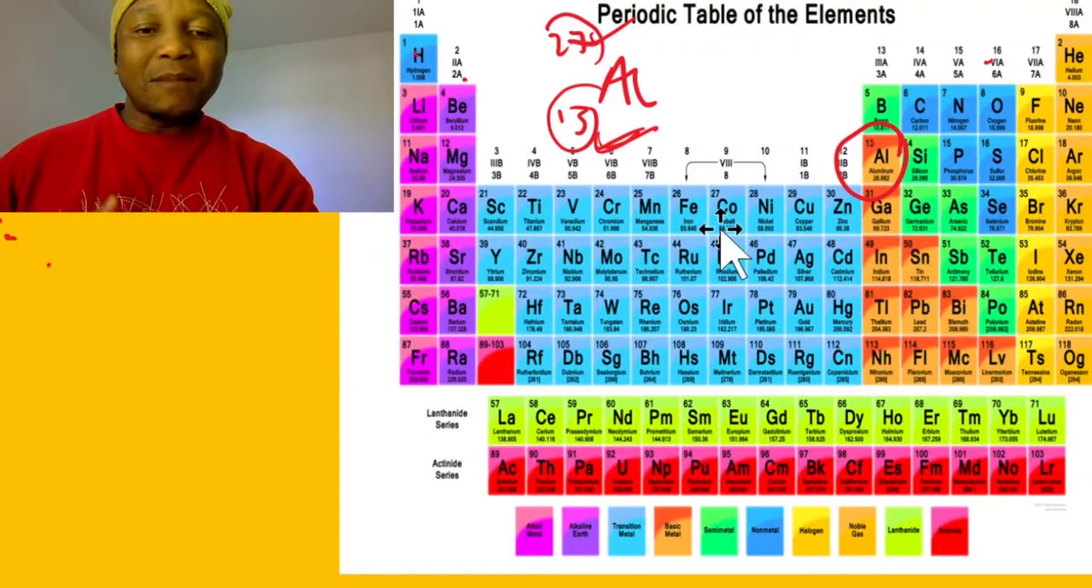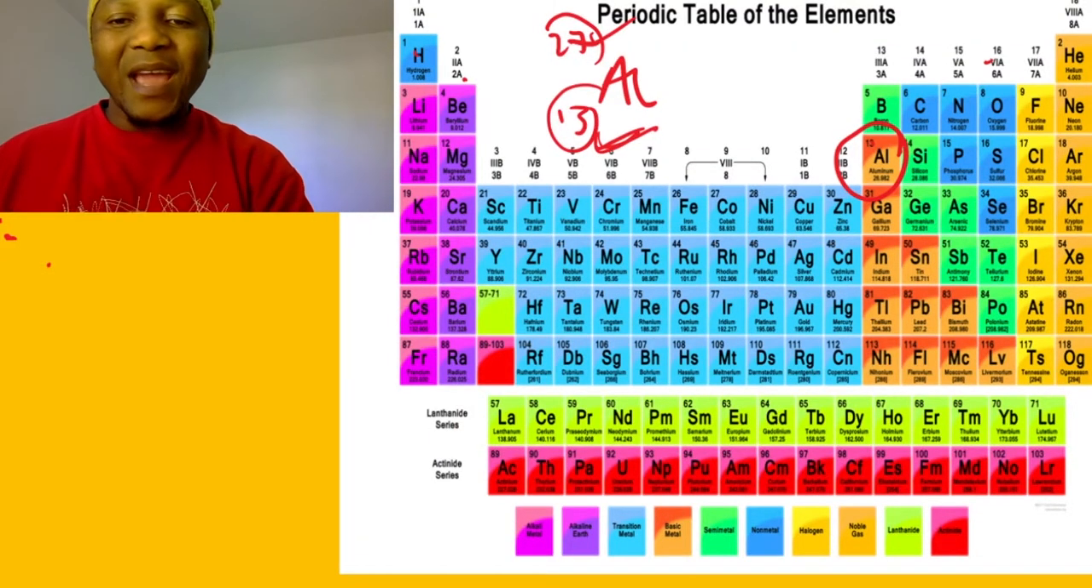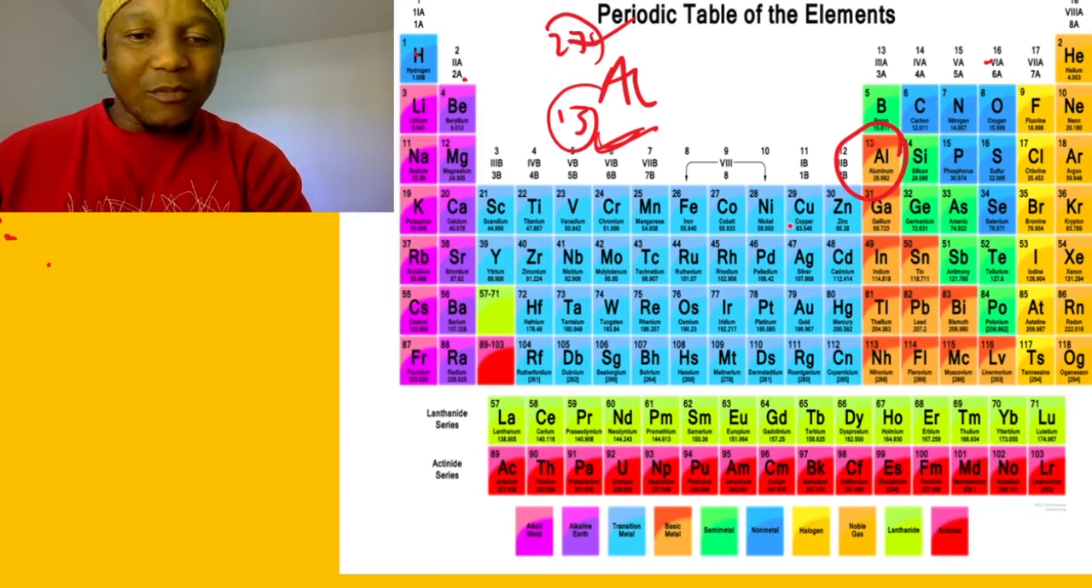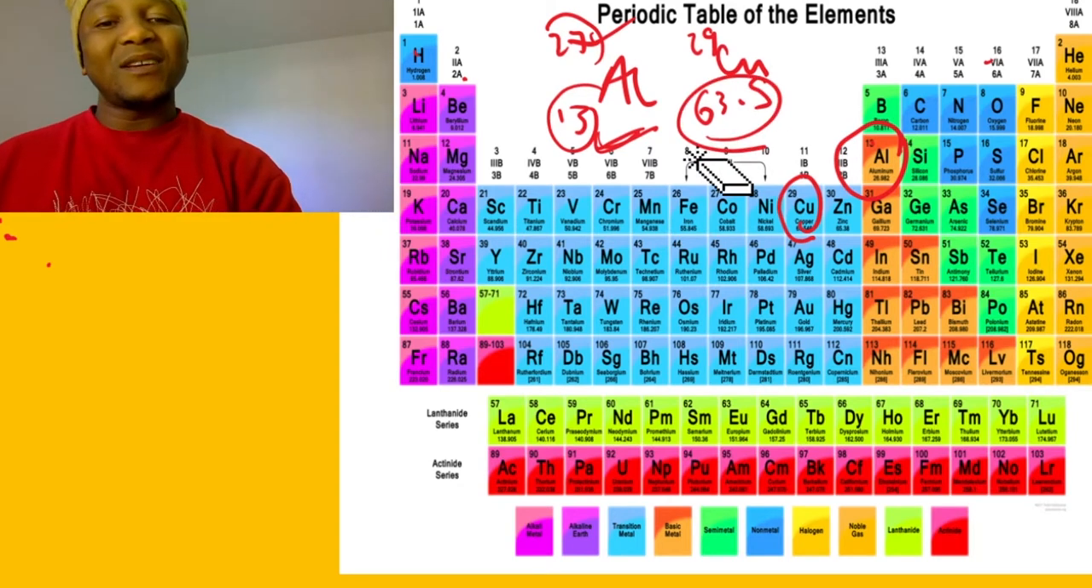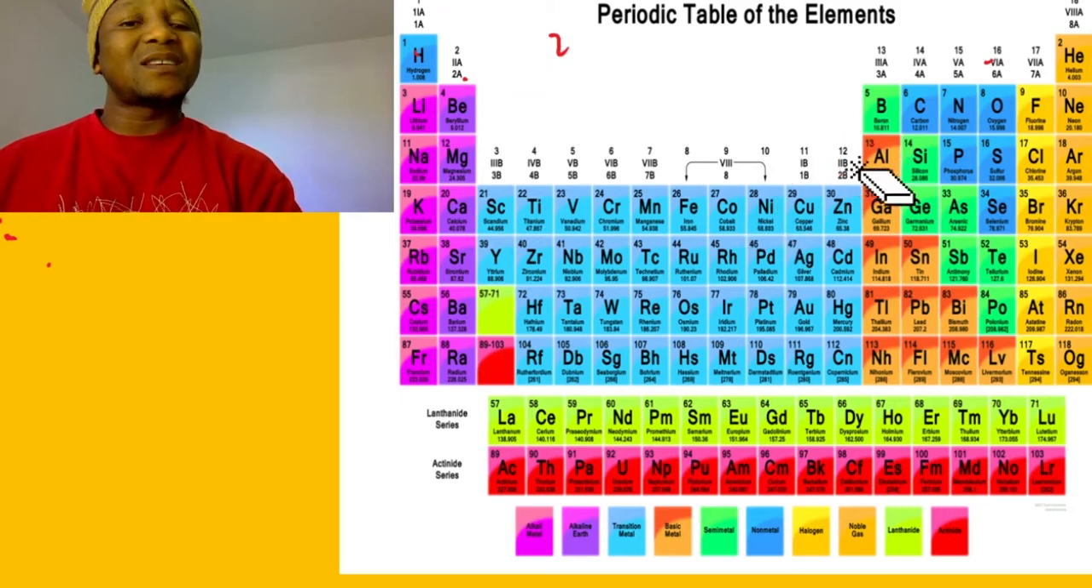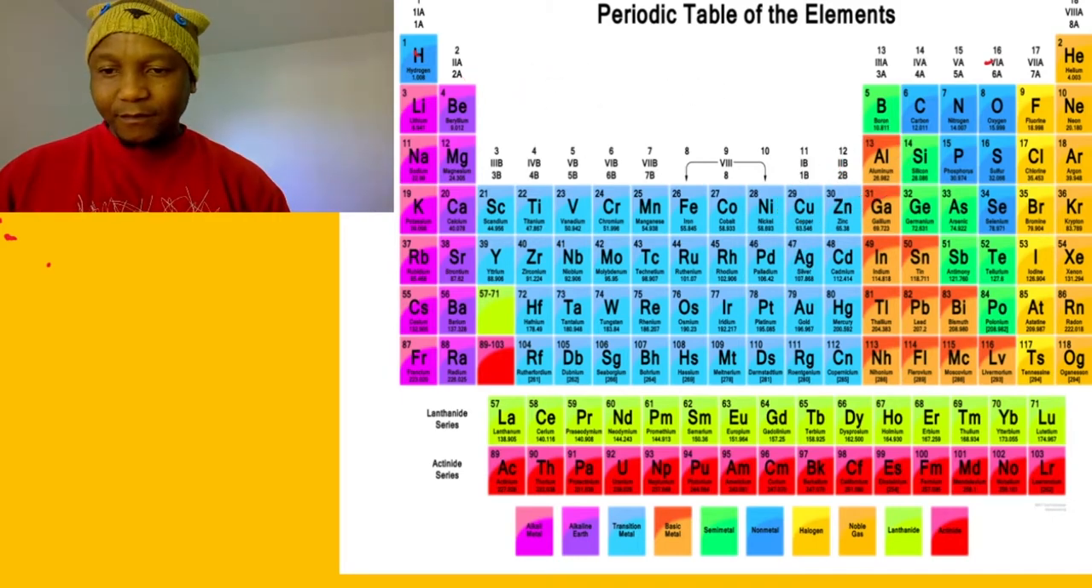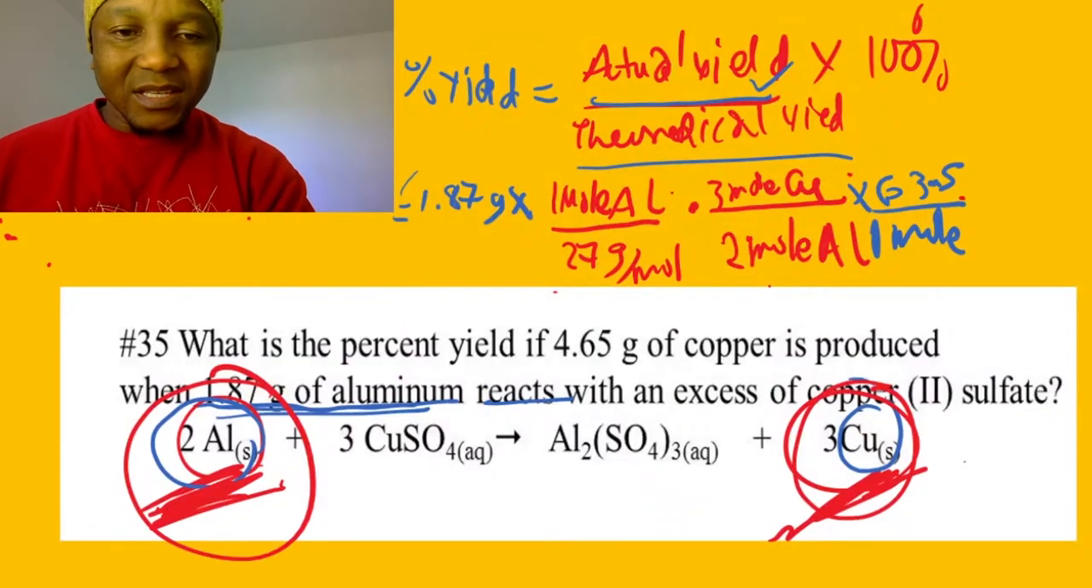Like I say, if you want to get the molar mass of any element, come to your periodic table. See? It's copper. There are two numbers, one at the bottom and one at the top. If you have a 26 and 63.5, the bigger one is the molar mass. Okay. And that's how it is? Oh yes, that's how it is. That's how I got this 63.5. That's how you know the molar mass.